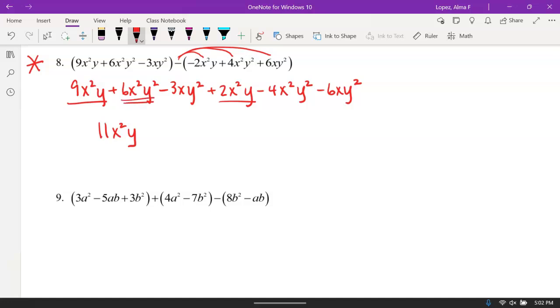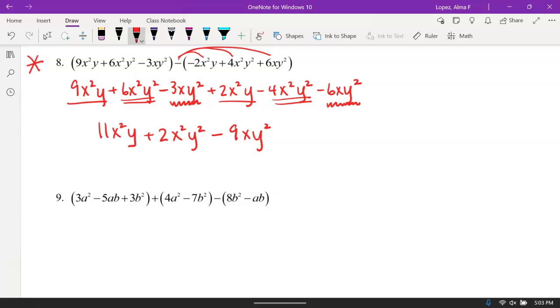Next, let's look for terms that have an x squared and a y squared. He does, and he does. 6 of them and minus 4 of them make 2 of those x squared y squareds. And then finally, we've got xy squareds on both of these, so we're going to combine those. Negative 3 of them and negative 6 of them makes a negative 9 of those.